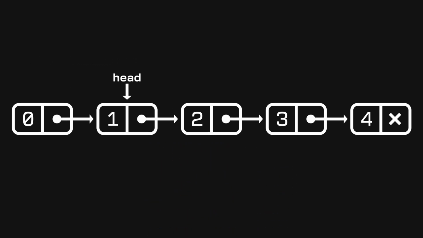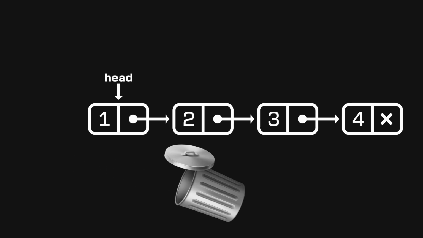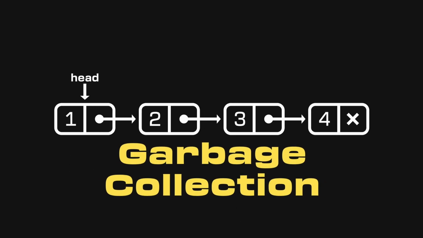Remember that the head is like our entry point into the list, so moving the head past the first node makes the first node inaccessible, removing it from the list. Now, depending on the programming language, we can either manually deallocate memory for the removed node, or the system will automatically free that data for us when it recognizes there isn't anything referencing this node. This is called garbage collection.